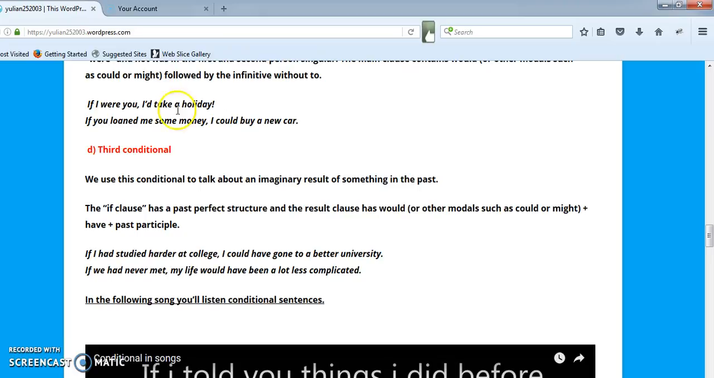You can see this verb in this is a past. The verb to have in past. This is the participle. This is the conditional. I would have been a lot less complicated. This is a complement sentence, a complement. This is the complement part of the sentence. Okay.